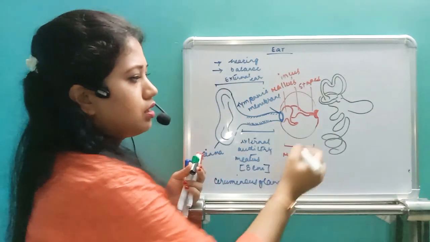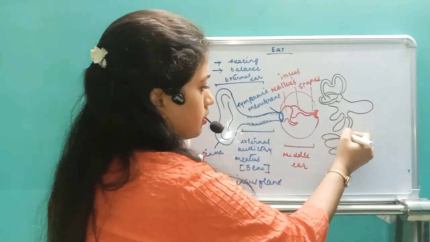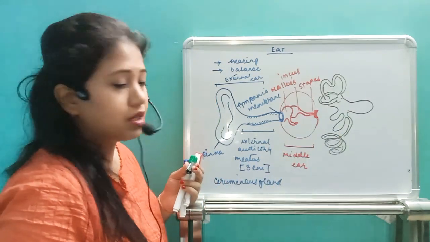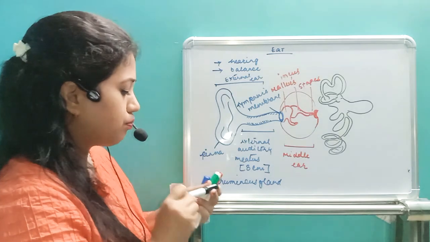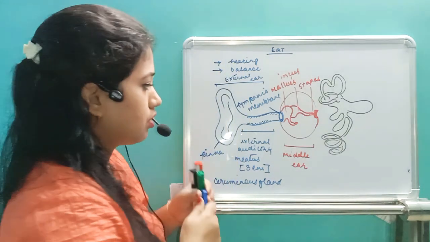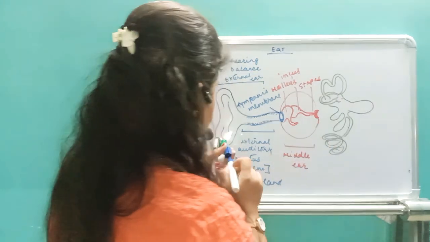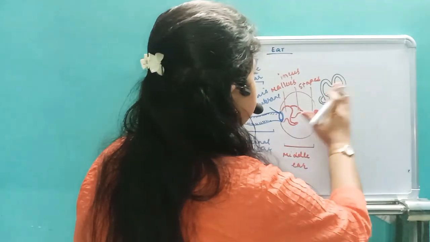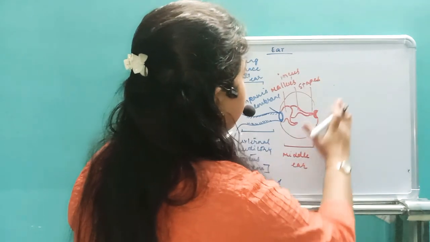Okay, so here this is the internal ear, which comprises two parts. One is the organ of hearing and another is the organ of balancing. So actually it should be a little above. So let me draw here. So this part will go a little above.